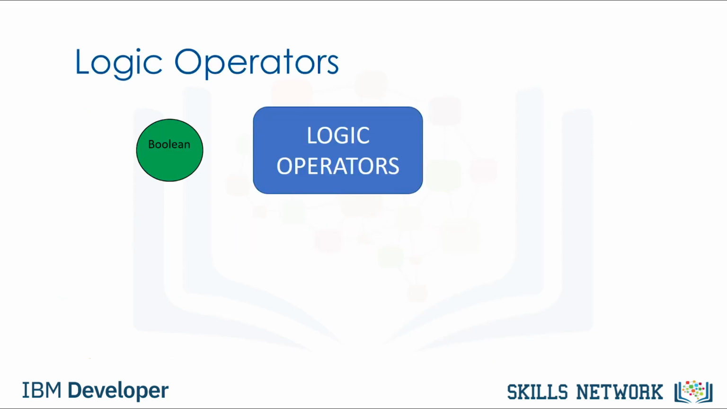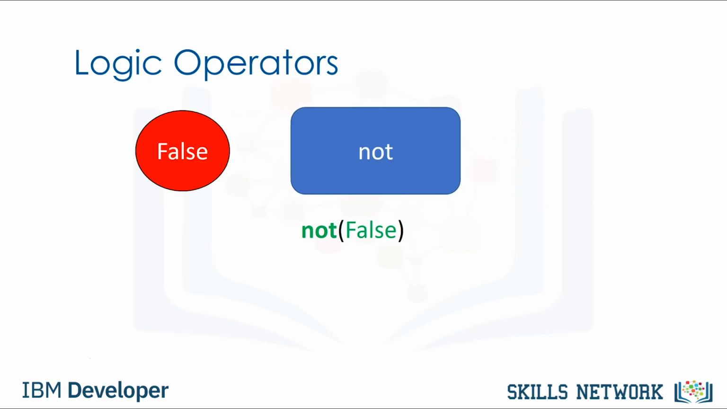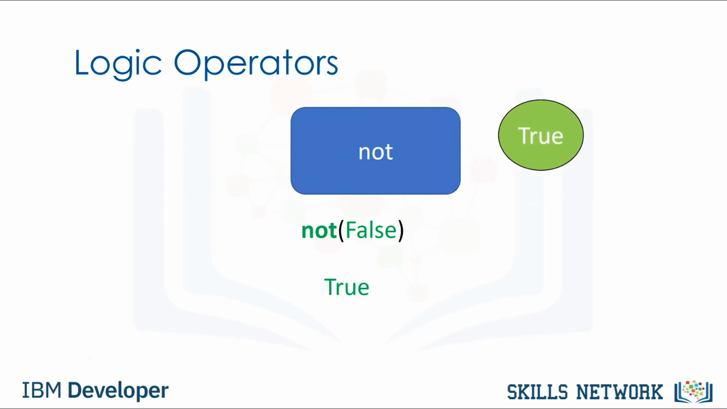Logic operations take Boolean values and produce different Boolean values. The first operation is the not operator. If the input is true, the result is false. Similarly, if the input is false, the result is true.